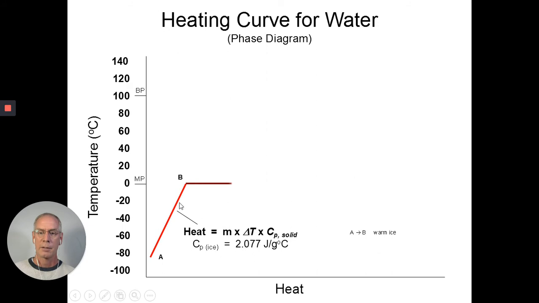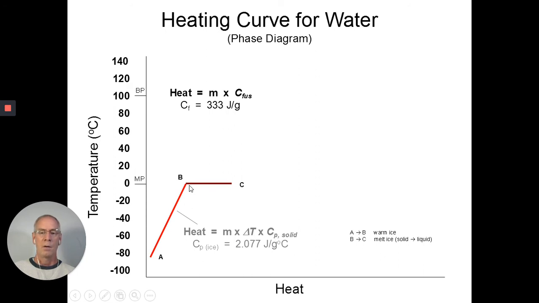All right. Next, notice that we're at zero. That's the melting point of ice. Going from B to C, I'm still heating up that chunk of ice, but this time the ice is melting, changing from a solid to a liquid, and the temperature doesn't change. The formula for that is just heat equals mass times heat of fusion. This is another constant. The heat of fusion for ice is 333 joules per gram. There is no change in temperature. Don't put zero in here, because zero times anything would be zero.